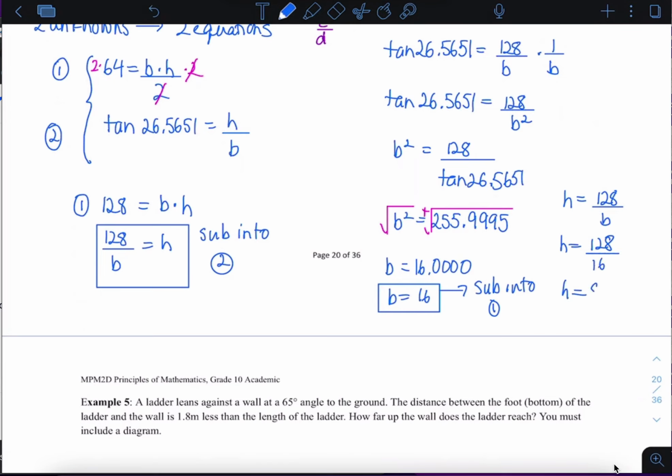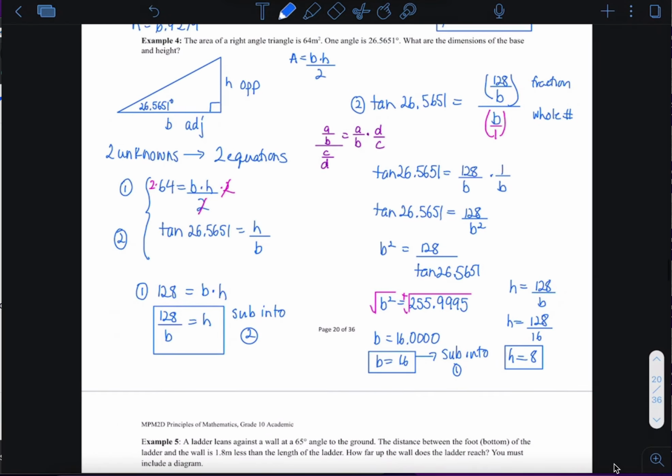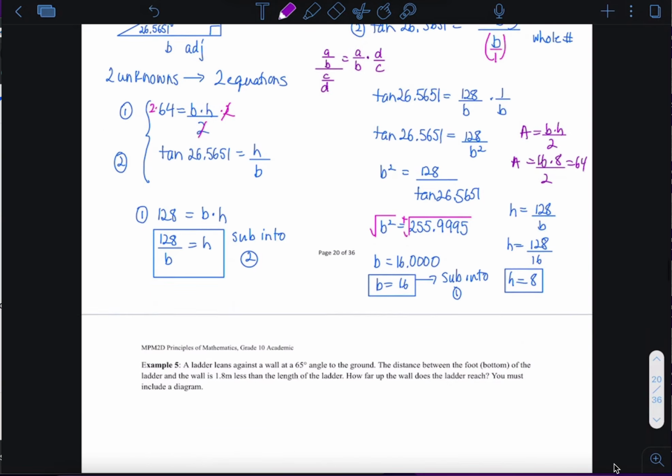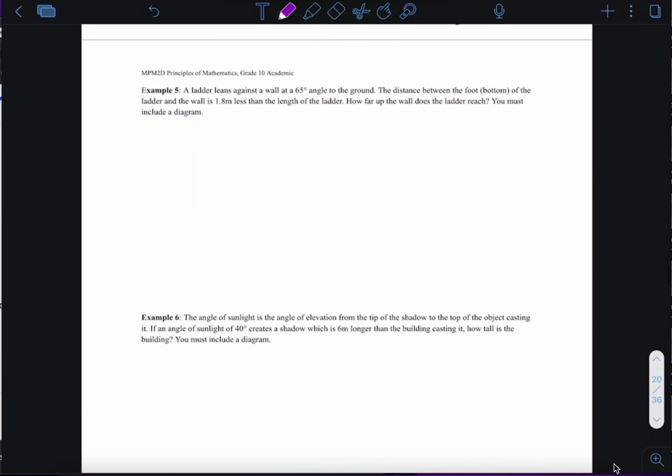H is 8. And if I wanted to, I could double check to make sure that my area works, right? What is the area of this? I know that area is base times height over 2. And in this case, I'm going to get 16 times 8 divided by 2. And that is indeed 64. So I know I've done it right. All right, last page here.